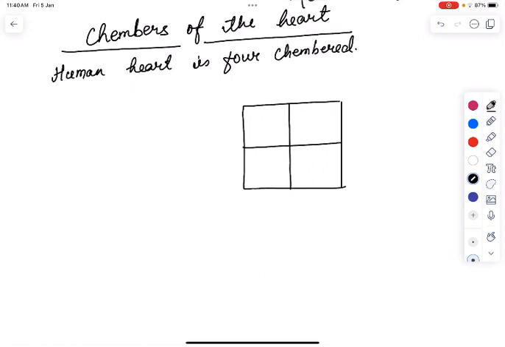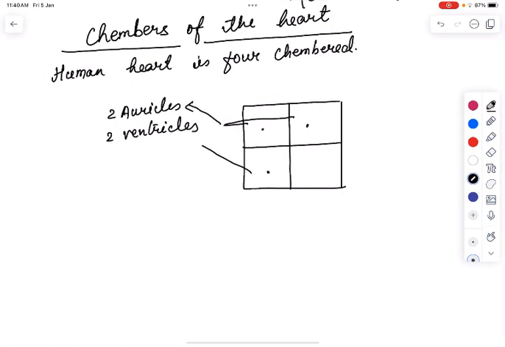Like this, it has 4 chambers. It means two auricles and 2 ventricles. So the upper part will be the auricles and the lower part will be the ventricles.